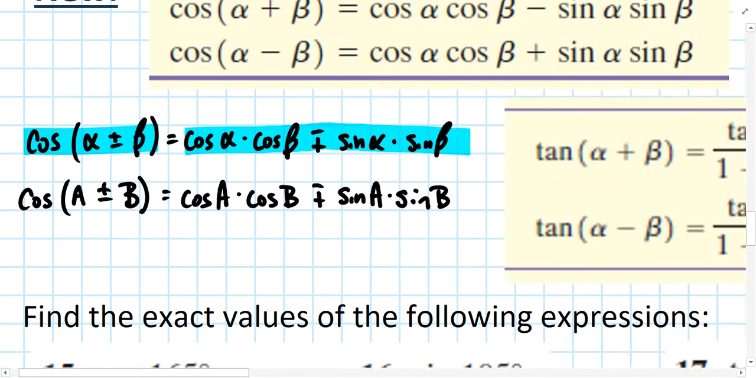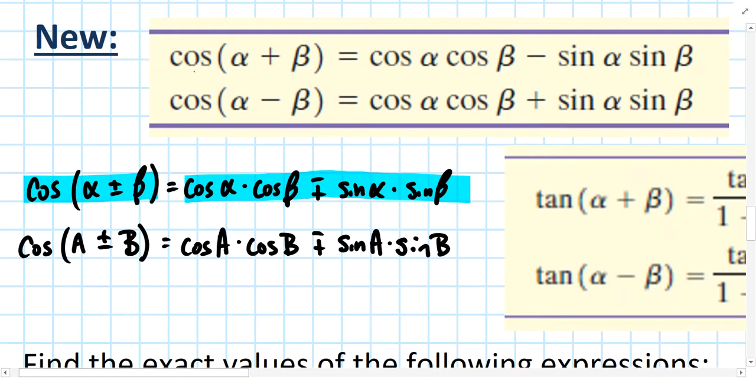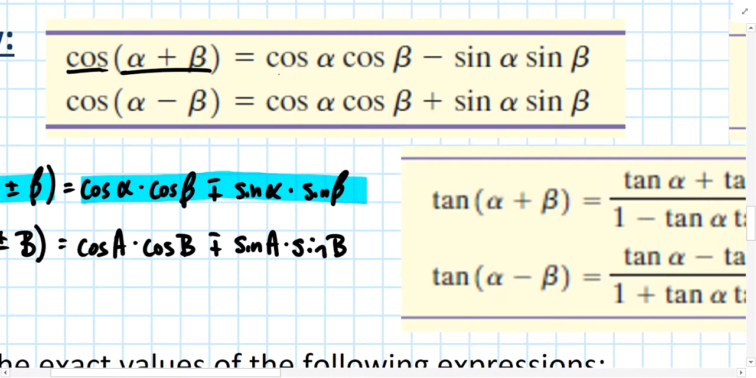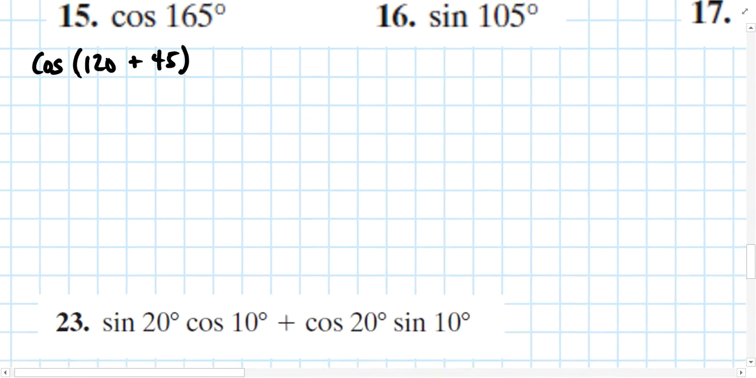Now the sum identity for cosine was this top one up here. If I have cosine of two angle measures that are being added together, then it would result in this format. So I'm going to use this format to rewrite the expression down below.